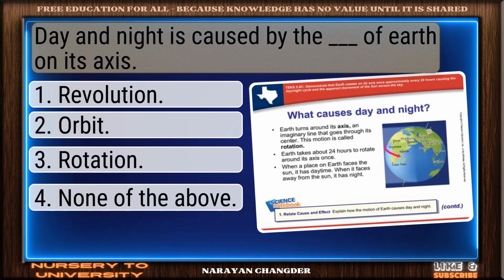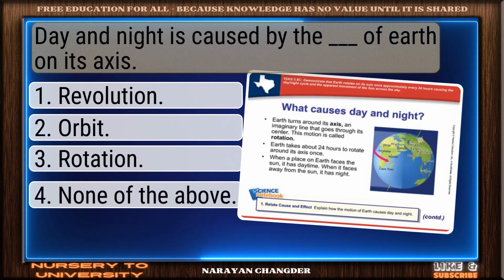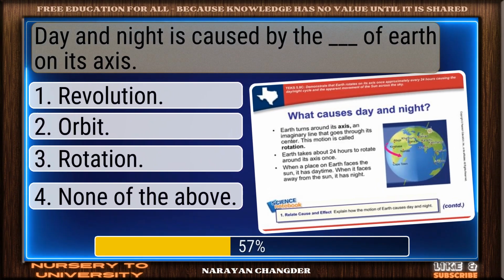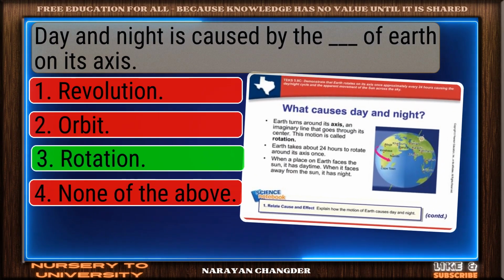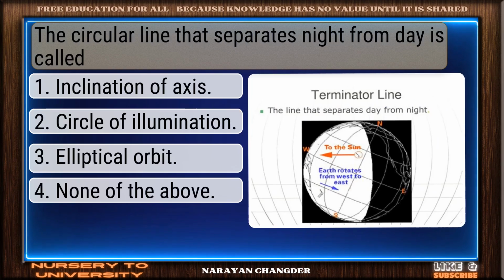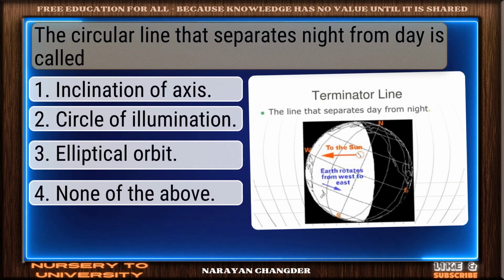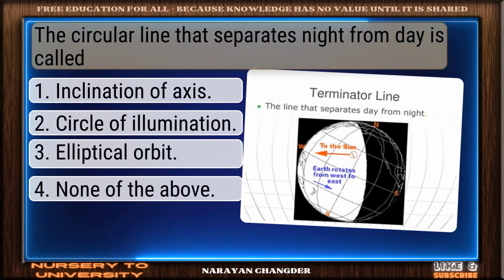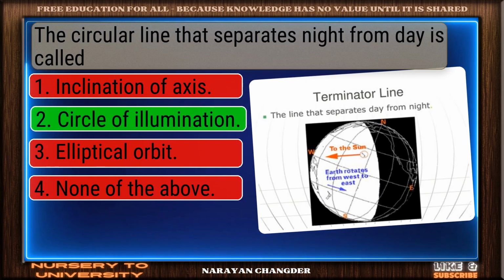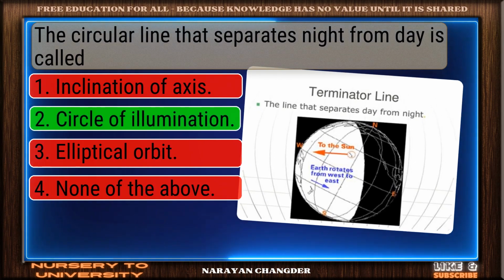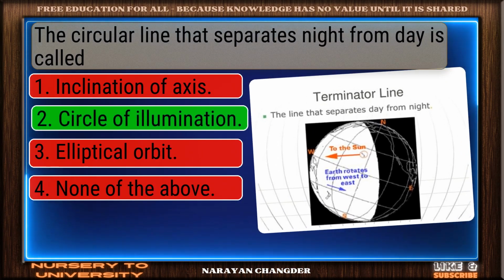Day and night is caused by the dash of Earth on its axis. Strong choice. Rotation is the right answer. The circular line that separates night from day is called... Smart move. Circle of illumination is an accurate answer.